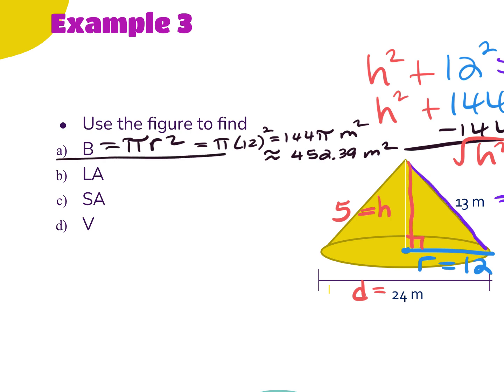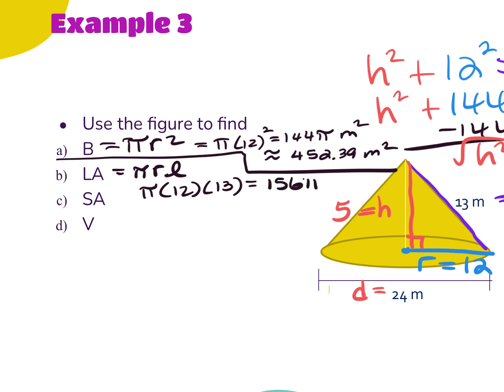For the lateral area, remember that formula is pi times radius times the slant height. So my radius is 12, my slant height is 13. Once I multiply 12 and 13, I get 156 pi. These will still be meters squared. And multiplying 156 times pi, 490.09 meters squared. And that would be your lateral area.